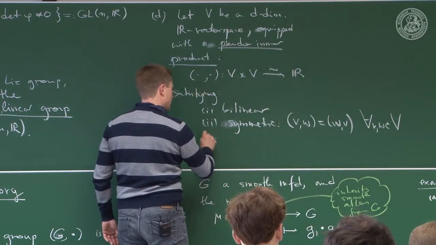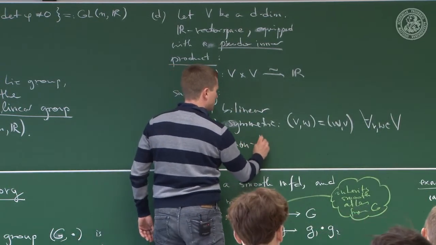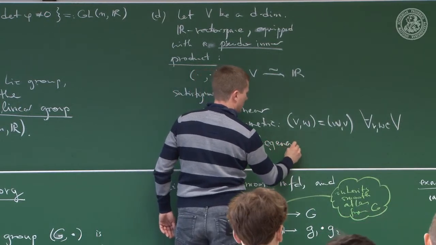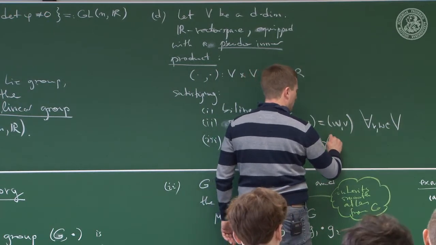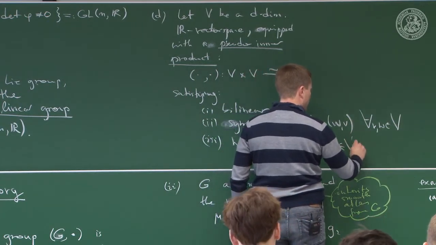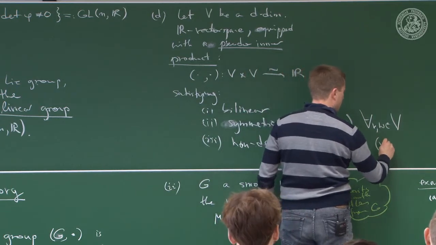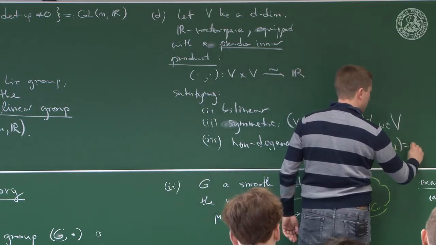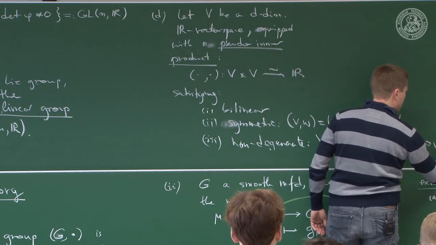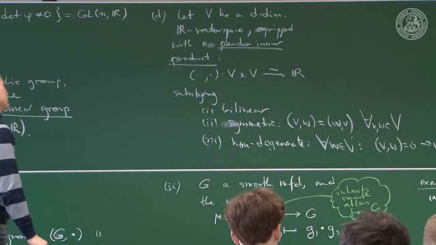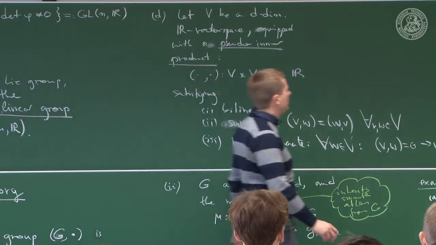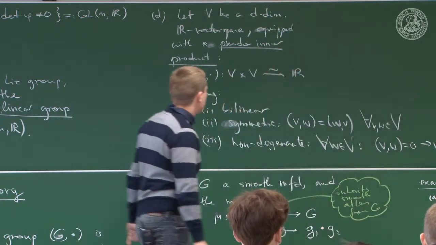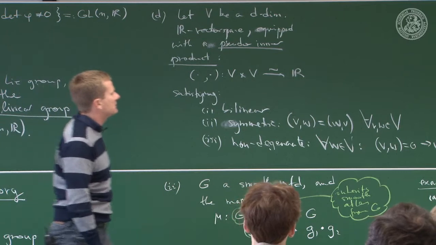And the third property is that it be non-degenerate. And non-degenerate means that if for all w in V it is true that (v, w) is 0, then it's already true that v must have been 0. That's non-degeneracy.